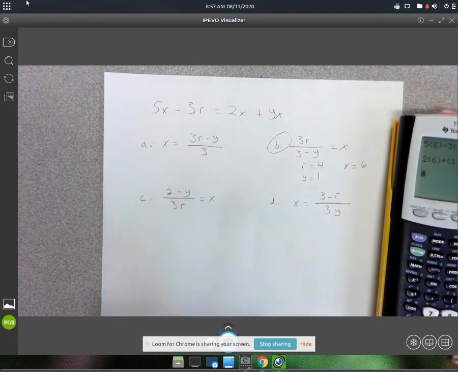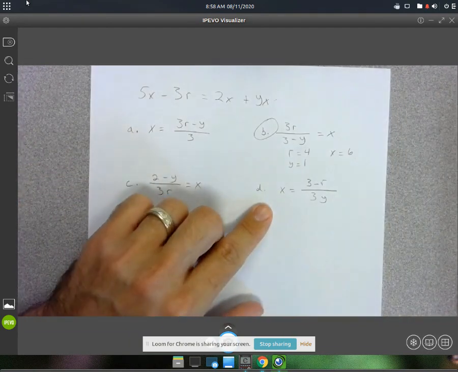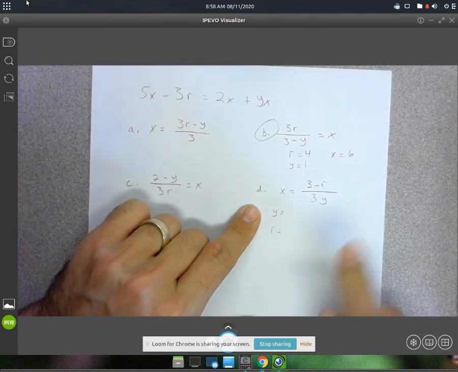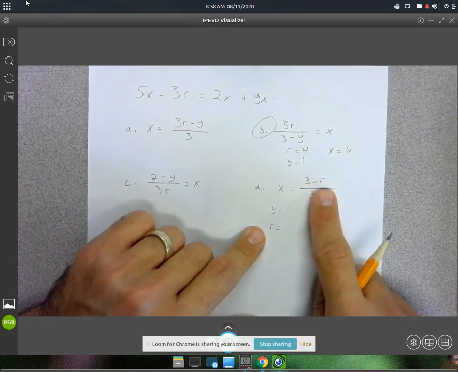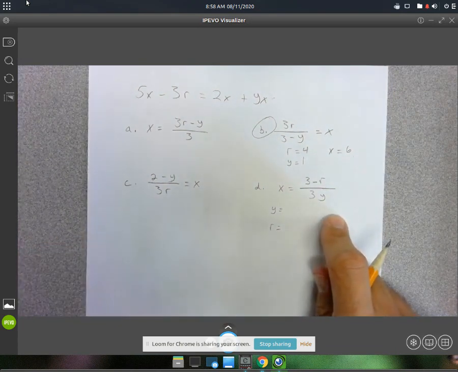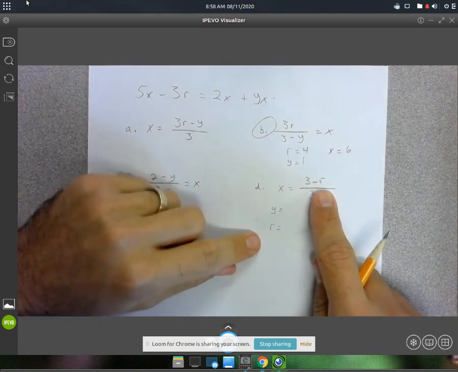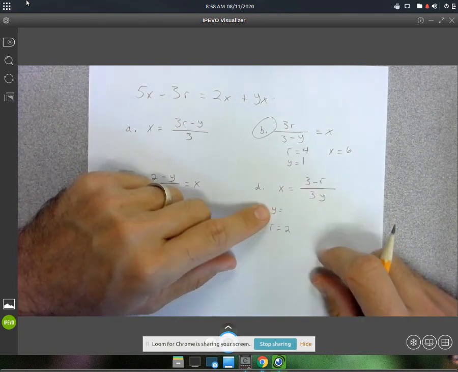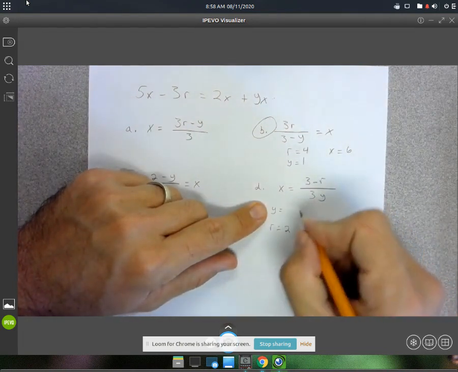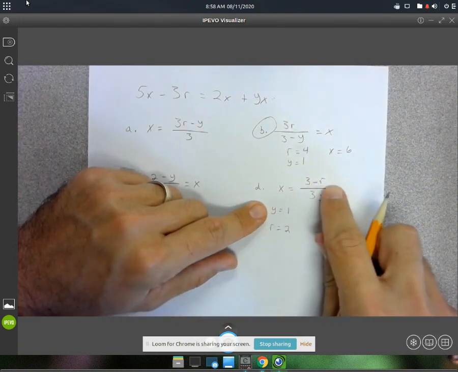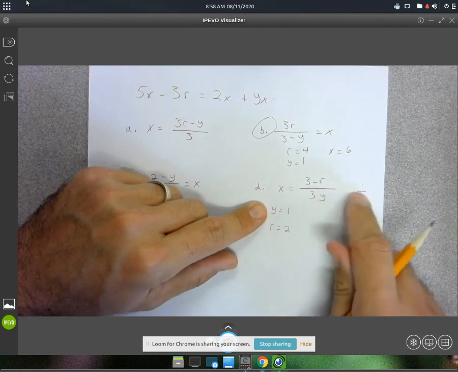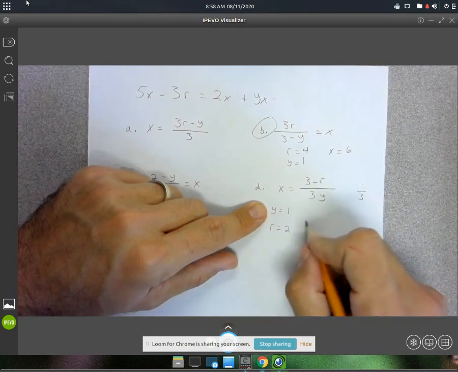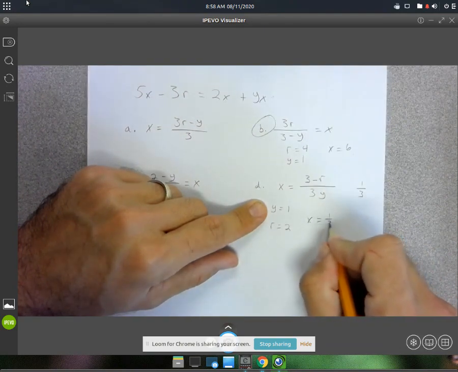So I'll choose D. For D, I need to pick some values for y and r. For r, this one's probably going to end up in a fraction. For r, I'll choose 2. That's going to give me a 1 in the numerator. For y, I'll choose 1. So 3 minus 2 will give me a 1 in the numerator, and then 3 times y, which is 1, will give me a 3 in the denominator. So x is going to equal 1/3.